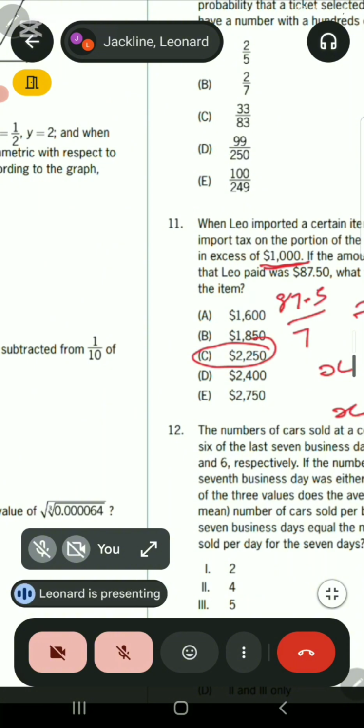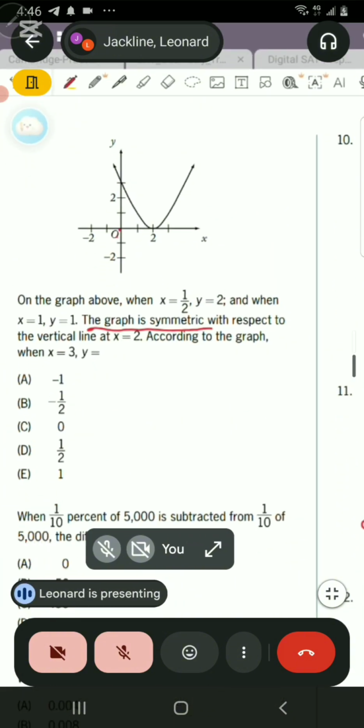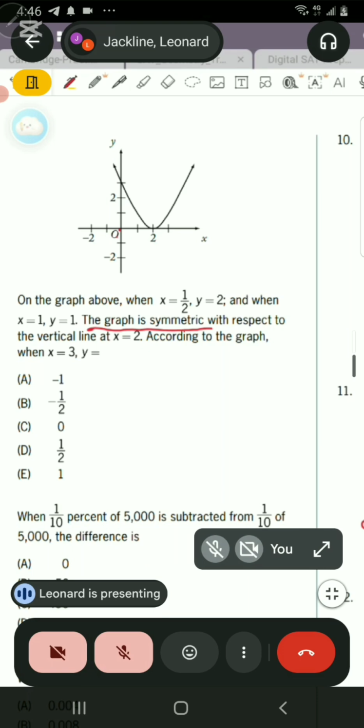Now, another thing here is symmetry. The graph is symmetric. So what does it mean? When you want to do GRE, you know that GRE is also heavy on words, so you need to know a lot of words. So symmetry simply means line of symmetry. Something symmetric is divided into two equal parts. But you don't need this to answer this question.